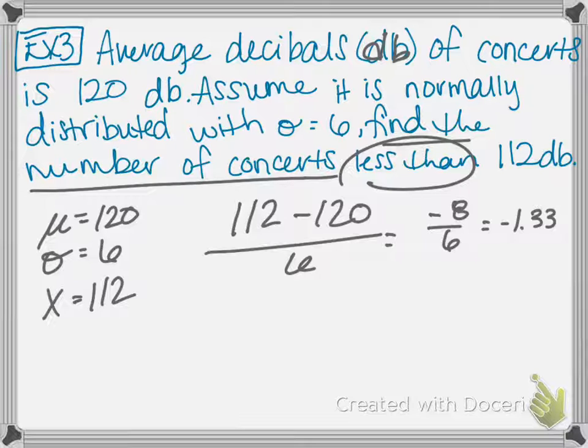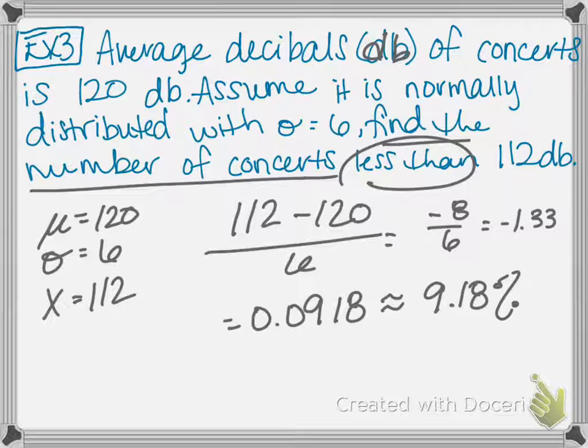And I should get a probability of 0.0918, okay? And so if I were to turn this into a percentage, it's 9.18%. Because remember, you move your decimal 2 times, so it would be right there. Okay, but remember, that piece of information that I didn't tell you before is there's 100 concerts. And so 9% is out of 100. So how many concerts have less than 112 decibels? Well, about 9 concerts.